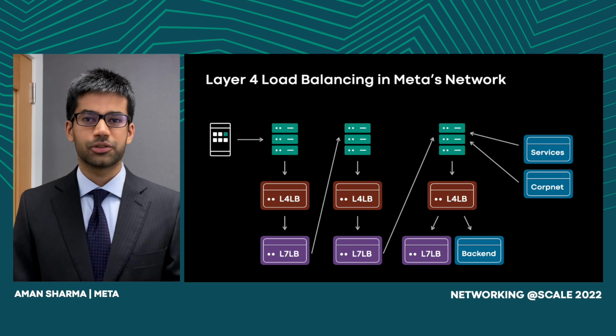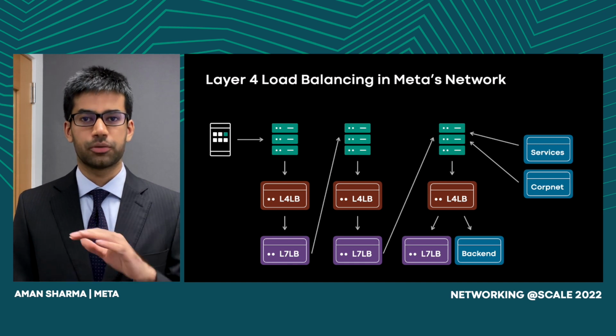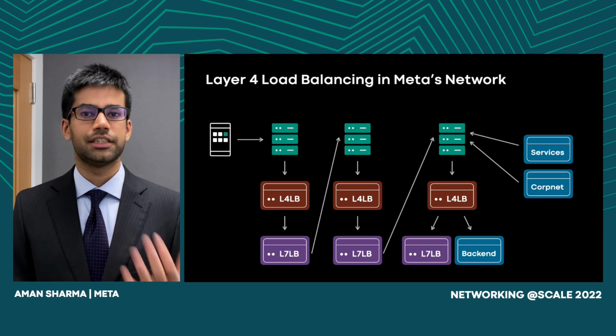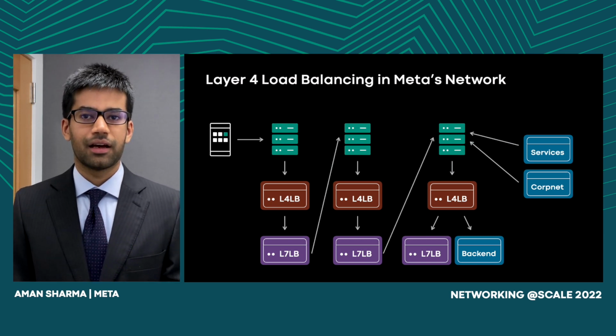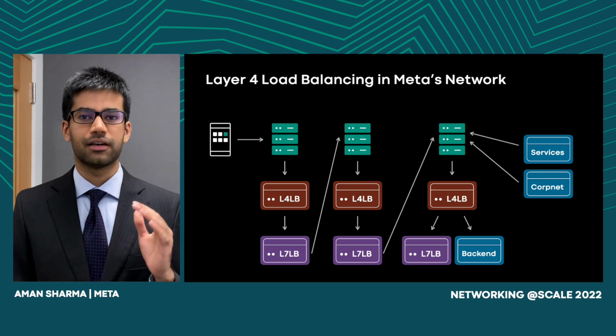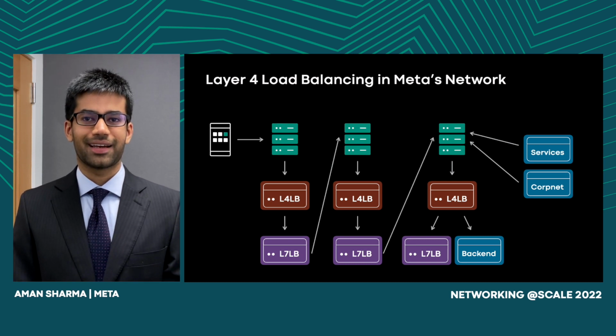And a layer 7 load balancer load balances based on information in the application layer protocols. So this could, for example, include information in the HTTP headers. Now, what we'll be focusing on in this talk is the brown boxes that you see in this diagram, which is the layer 4 load balancers. So let's take a look at how a layer 4 load balancer works.